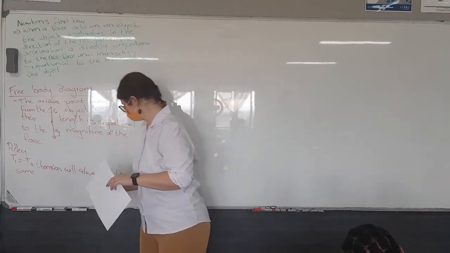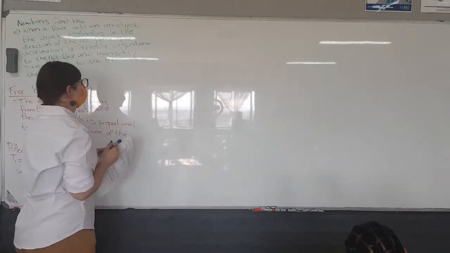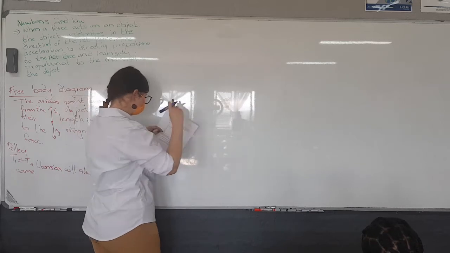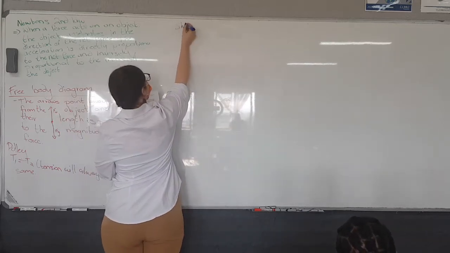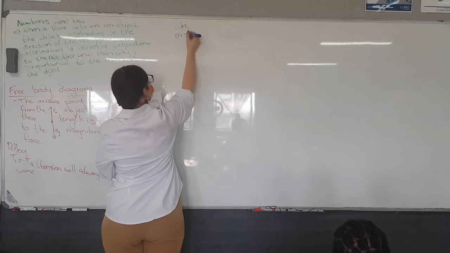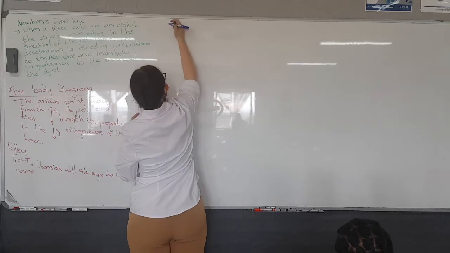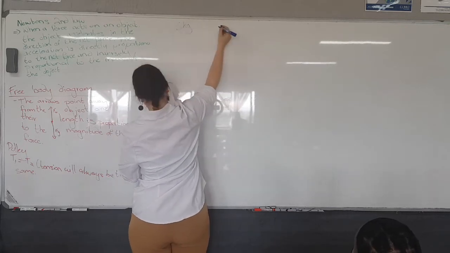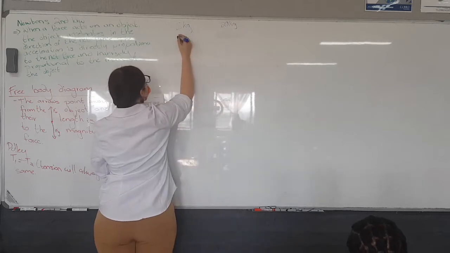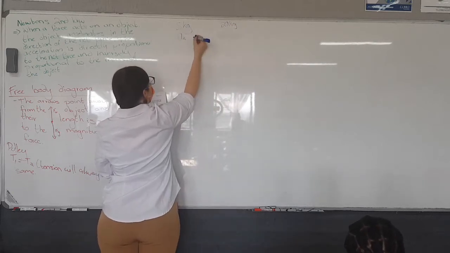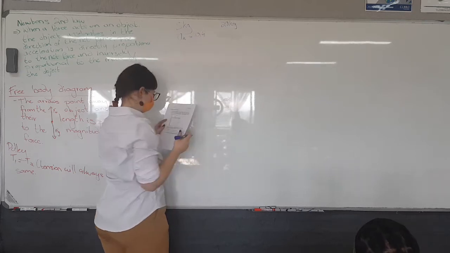Now what we do is we write down what we have. We start our question by writing down what we have. Just from analyzing my question, I've got a 5 kg box, m equals 5 kg, and I've got 20 kg, and then I've got the coefficient of kinetic friction being 0.4.